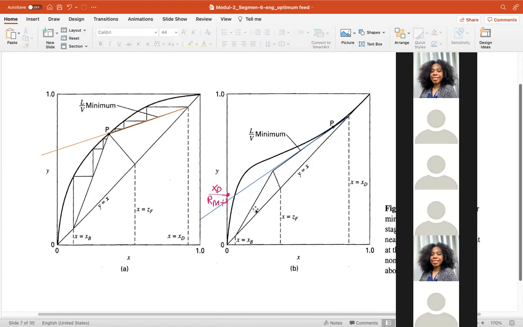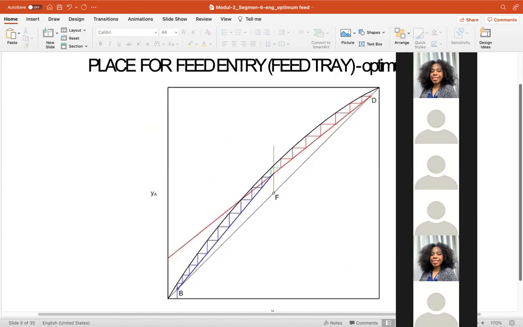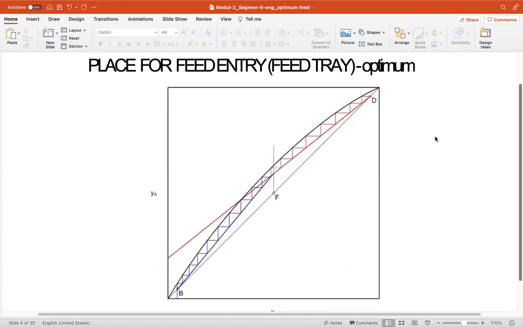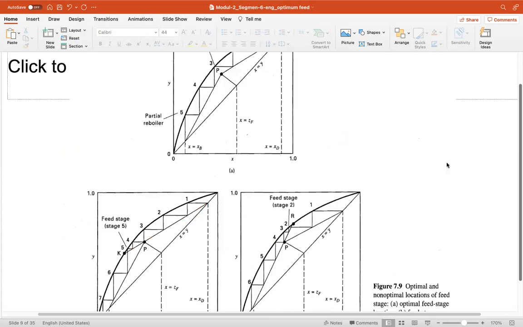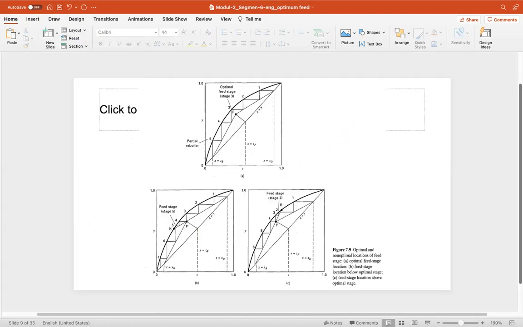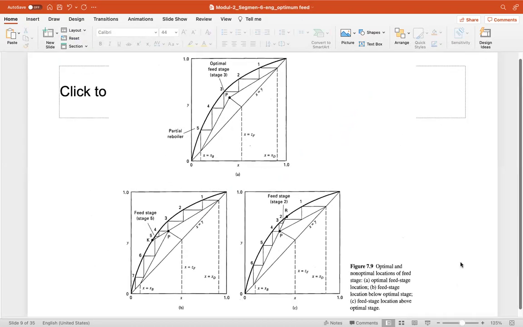Okay, what time is it? Okay, 10 more minutes. Right. Also, this one, a place for feed entry or the feed optimum. Okay, this one I'll continue tomorrow. I think, let me check. This one I'll continue tomorrow.